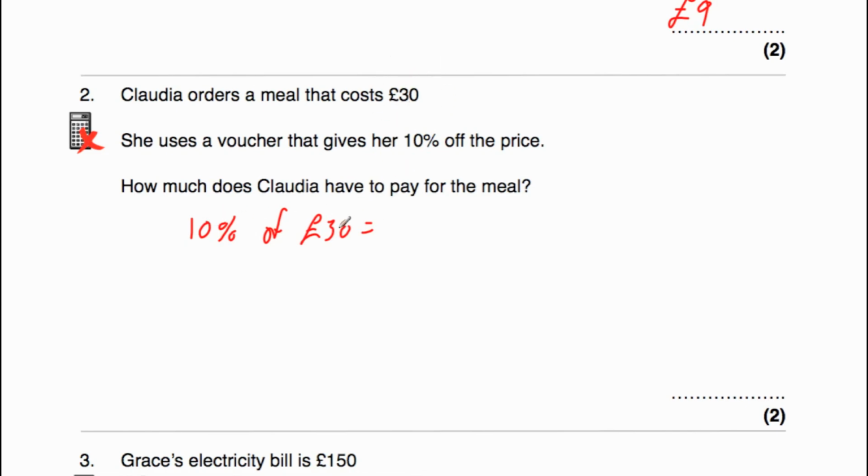So 10% of £30, well, to get 10% of a number, you divide it by 10. 30 divided by 10 is £3. So 10% of £30 is equal to £3. Now her voucher means that she can take that off the price. So we're going to do 30, take away 3, and that's equal to £27. So that means that Claudia has to pay £27 for her meal. She saves 10%.